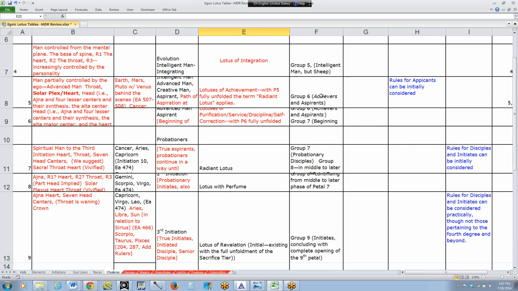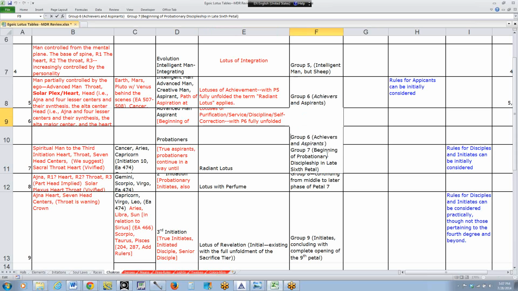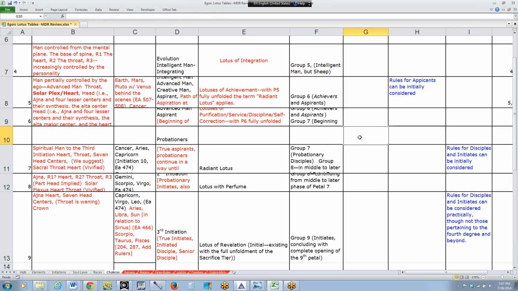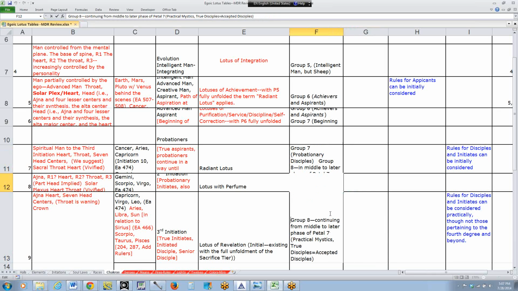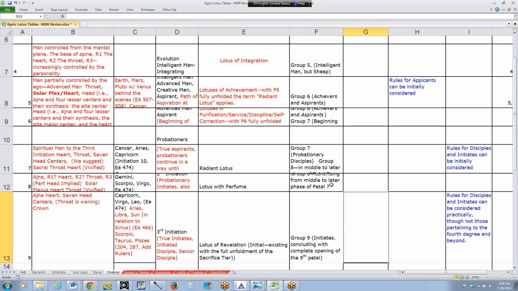Group 6, these are the achievers, and they become aspirants, and petal number 7, the achievers and aspirants continue, and probationary discipleship in the late 6th petal. I think that's what we're dealing with here, aren't we? Yeah. All right, with group 7, we have probationary disciples up to a point. But group 8 comes in the middle to later phase of petal 7 work, and we become practical mystics, the true disciples. And eventually, in petal 8, we're likely to become accepted disciples. So group 8 continuing from the middle to a later phase of petal 7 and practical mystics, and then disciples and accepted disciples.